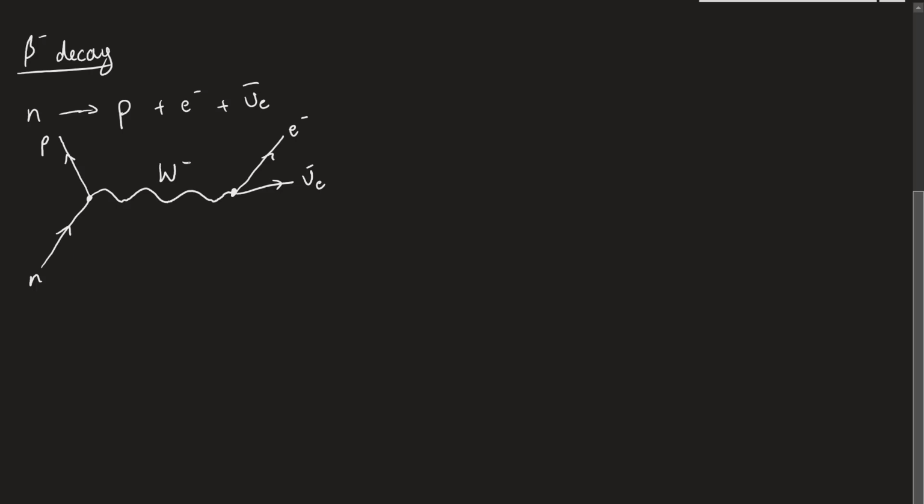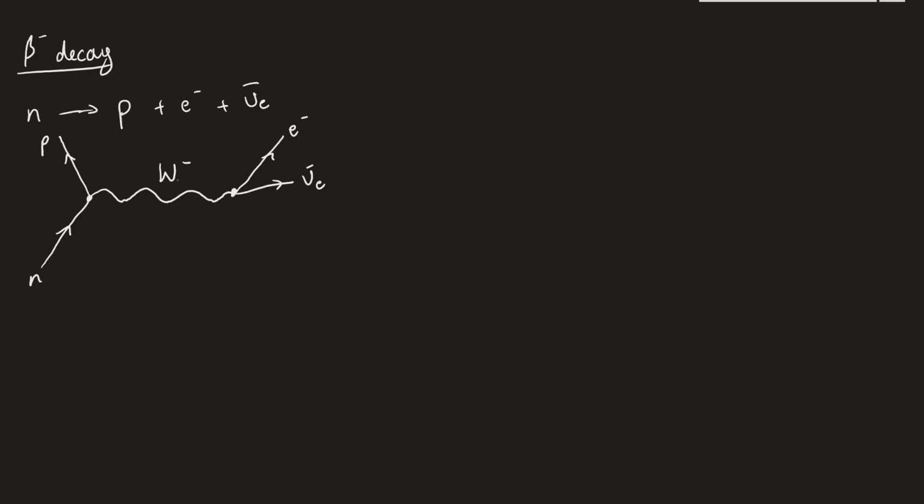The reason is because these W plus, minus, and Z naught are there just to conserve energy, momentum, and charge, or to transfer energy, momentum, and charge. So because this charge is negative, this charge has to be negative just to balance them out.